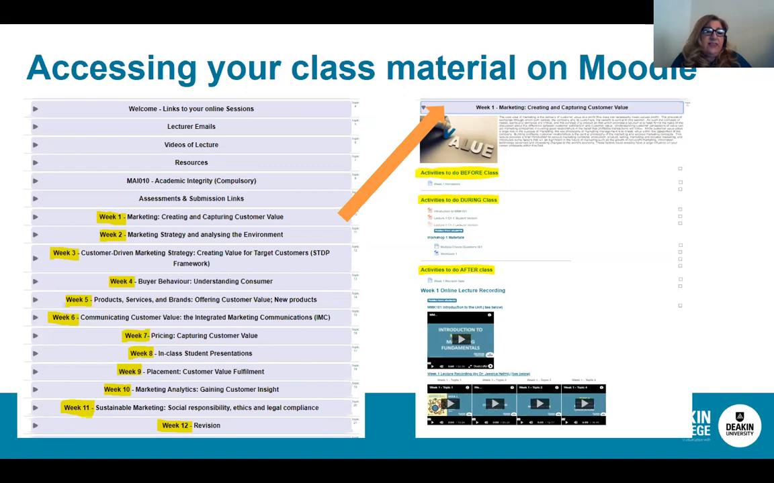And the last week, week 12, is normally, as you can see on the screen, revision. And some units have more than 2 weeks revision for the exam.